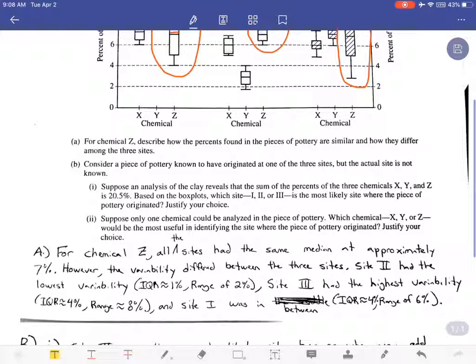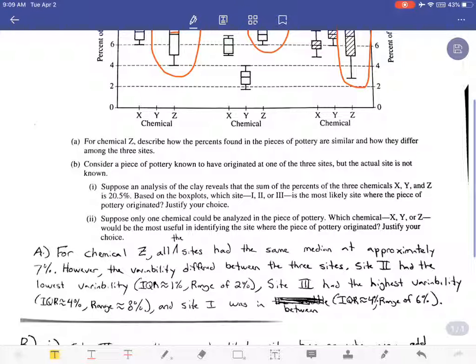again, think about how I include context in this response. In that first sentence, for chemical Z, all the sites have the same median, boom, right there I have that context. So for chemical Z and all the sites, if you just said they all have the same median, that's not including context. That's what a lot of people were messing up or missing in their responses from last class. So make sure you're including that context in your sentence.